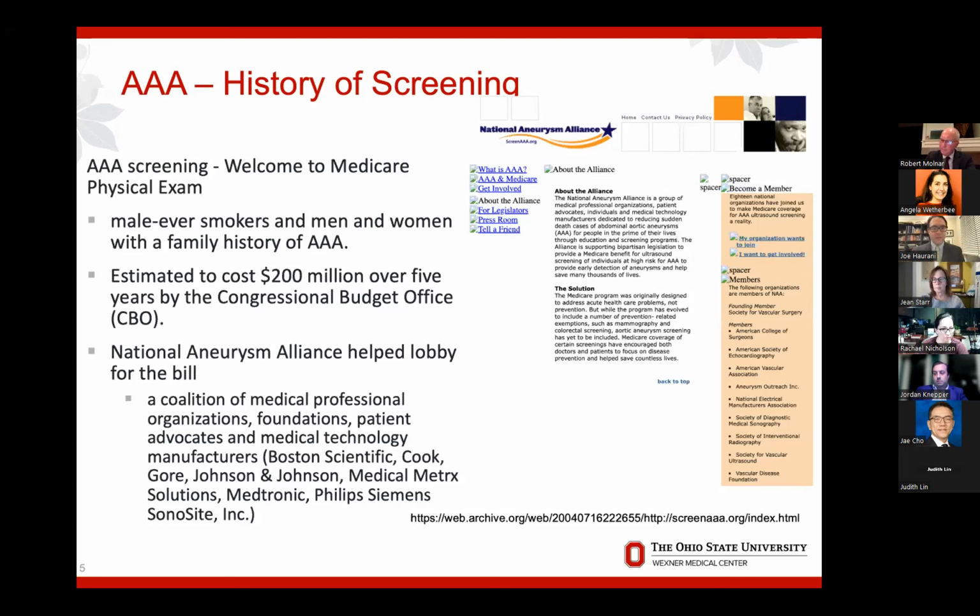Interestingly, the National Aneurysm Alliance is the one that helped to really push and lobby for this bill. And if you look at who made up the membership of that, it was a coalition of about 18 medical groups. And these included everyone from medical groups such as the Society for Vascular Surgery, the American Surgical Society, and others. But there were patient groups involved, and there's also industry involved, right? So this was a multi-party stakeholder group that was able to lobby Congress to get this passed. And if you noticed, these are some of the companies that you'd expect, such as Gore, Medtronic, Boston Scientific, Cook, et cetera.